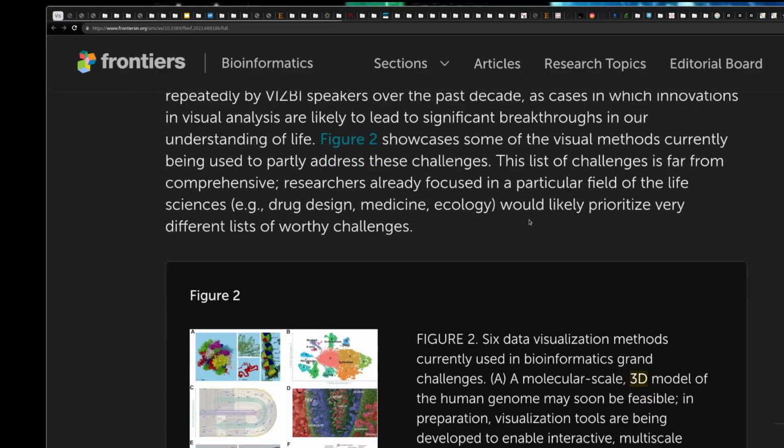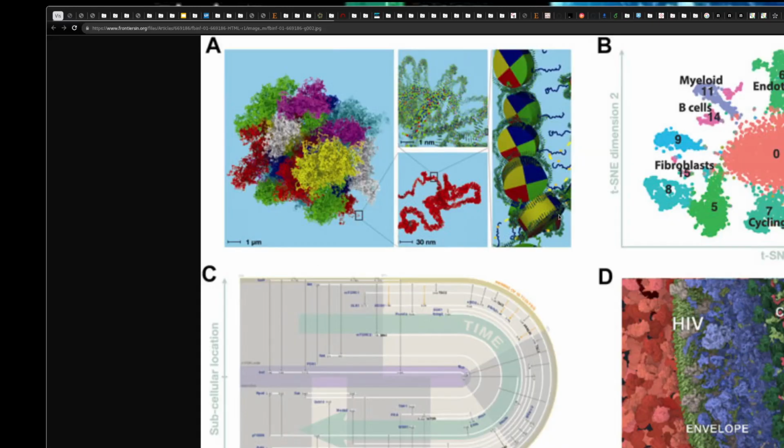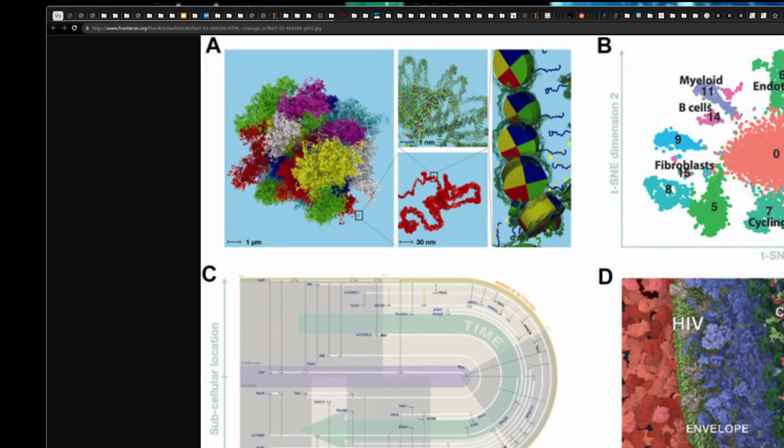Figure 2. 6 data visualization methods currently used in bioinformatics grand challenges. A. A molecular scale 3D model of the human genome may soon be feasible. In preparation, visualization tools are being developed to enable interactive, multi-scale exploration of such models, adapted from Asbury et al., 2010. B. TSNE analysis of scRNA-seq data on breast cancer metastases, adapted from Valdez-Moore et al., 2019.